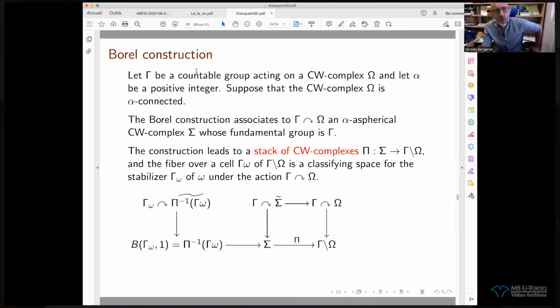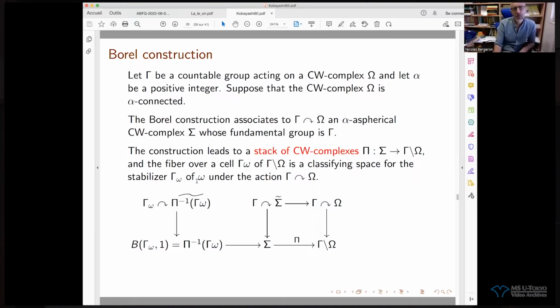If you want, we start with an action we understand pretty well, except that there are stabilizers, and we put in the stabilizers a bit arbitrarily by taking some classifying space. We get a complex that is harder to understand, but it's still decomposed as something that projects onto a quotient that we understand, and the fibers only involve smaller subgroups of gamma that are the stabilizers of the point omega.